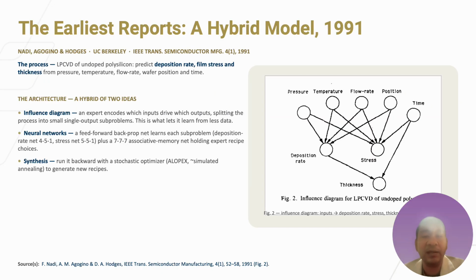The earliest papers are strikingly modern. In this 1991 study from Berkeley, Nadi, Agogino, and Hodges modeled the deposition process called LPCVD, predicting things like film thickness and stress from process settings. Their approach combined two ideas. First, an expert drew an influence diagram, a simple map of which inputs affect which outputs, which cut down how much data you need. Then a neural network learned from the actual numbers. They even ran the model backwards to design new recipes for a target result. It is a hybrid of human knowledge and machine learning, an idea the field keeps rediscovering.